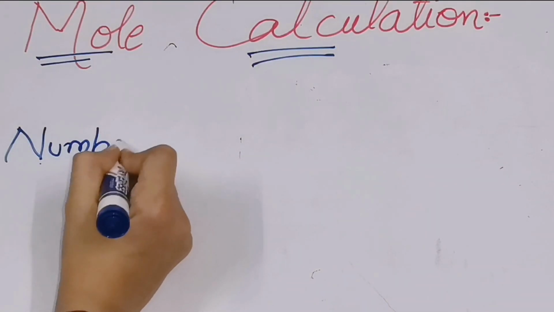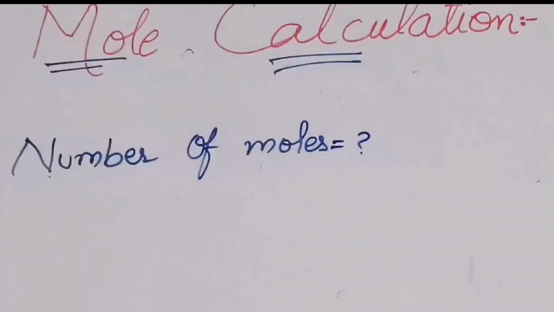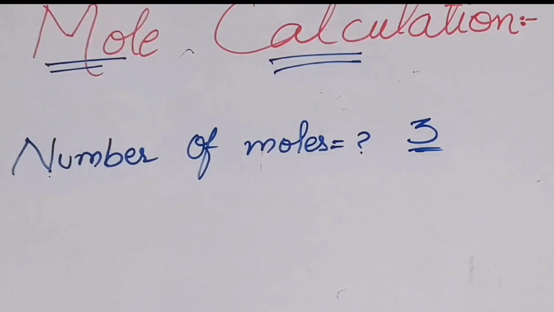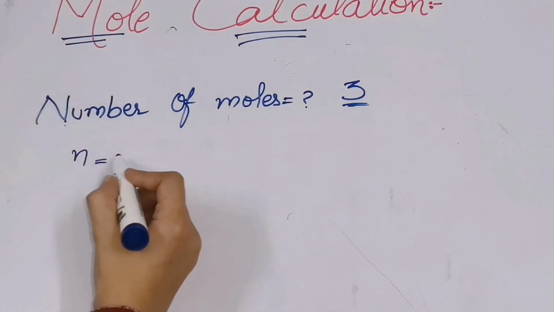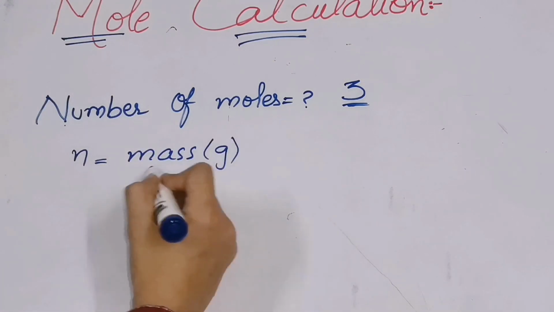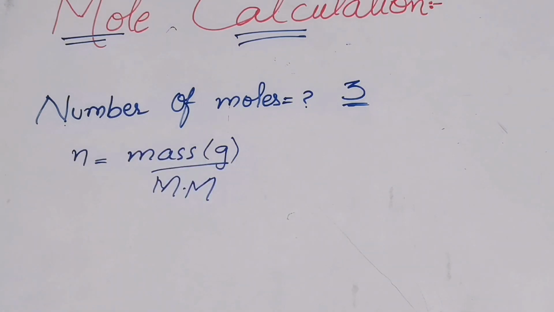In this video we will learn about the mole calculations, that is, how we will find the number of moles. In the previous video I told you three formulas. I hope you all remember those formulas. The first formula was number of moles is equal to mass in gram divided by molar mass.